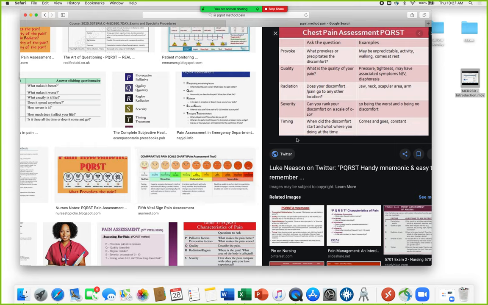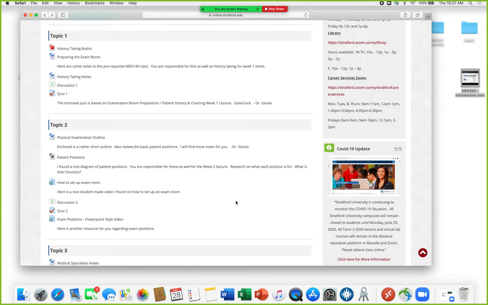And timing, when did it happen? So when did it start? When did it go away? And how did it go away? Because part of provoke is palliation. Palliation means how did it go away? Oh, I had a tummy ache, but when I started rubbing my tummy, it kind of went away, and that's palliation. So that's PQRST. That's history taking.